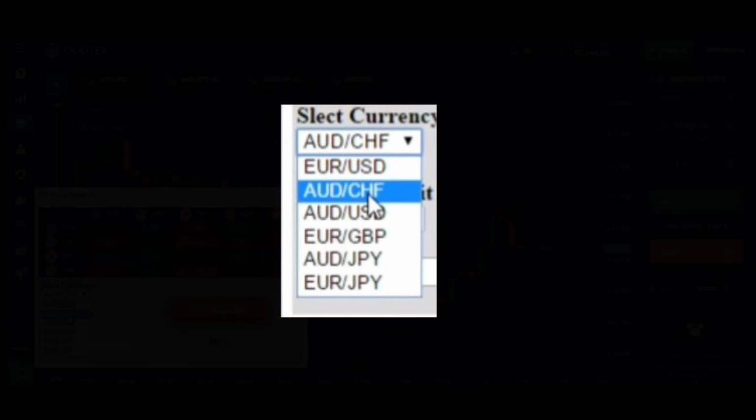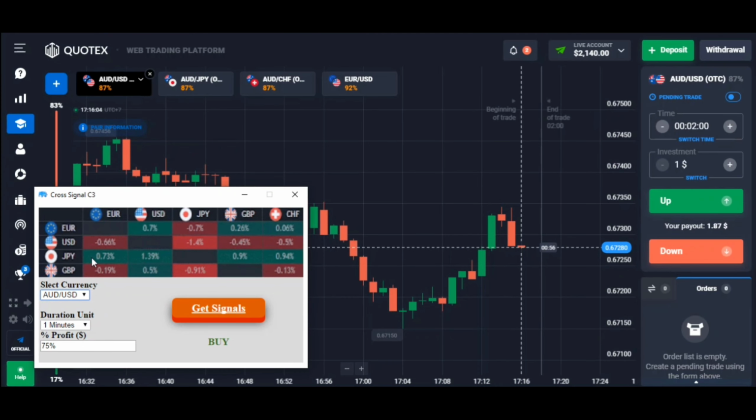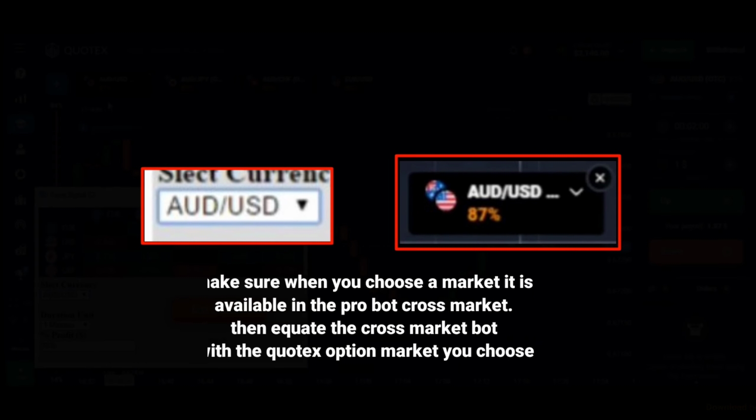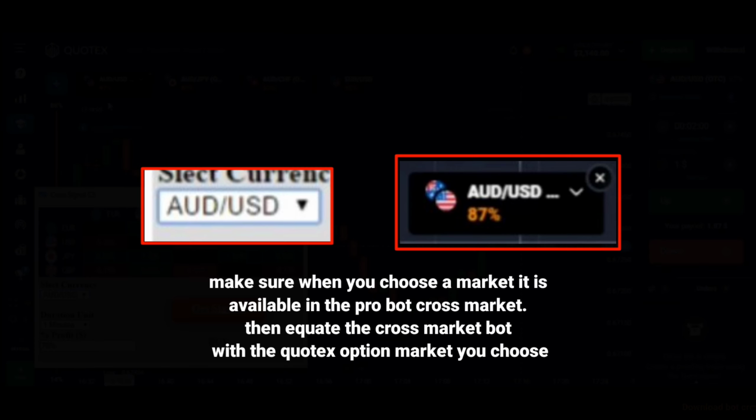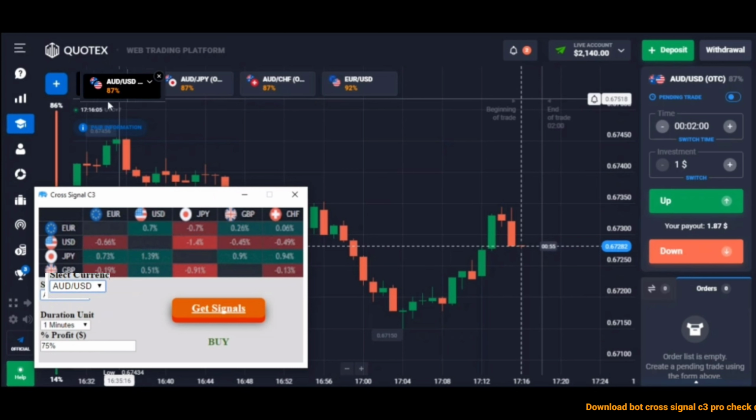This is the cross-signal C3 bot market that you can choose and use in this trading. The C3 cross signal bot timeframe that you can use in trading this time. Here I use a 5-minute timeframe.